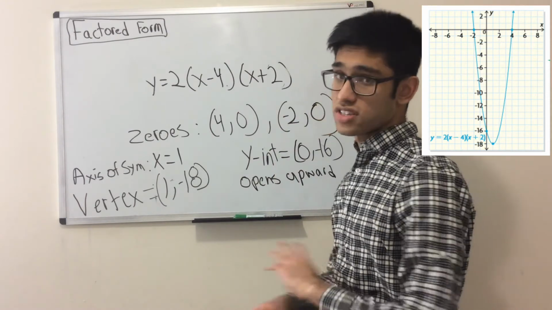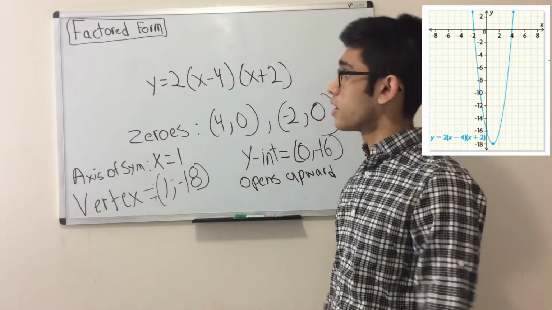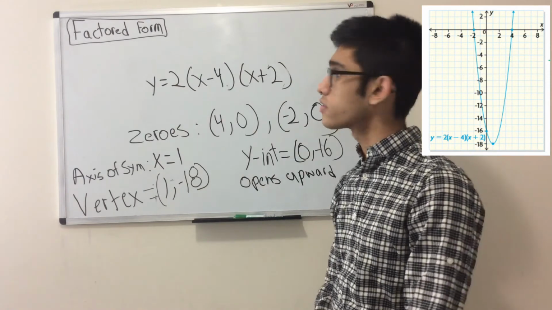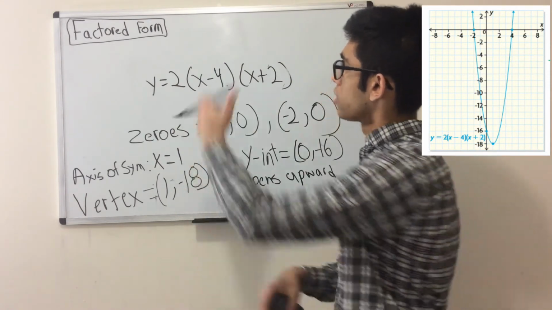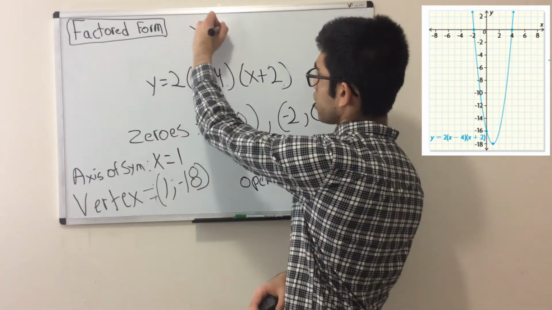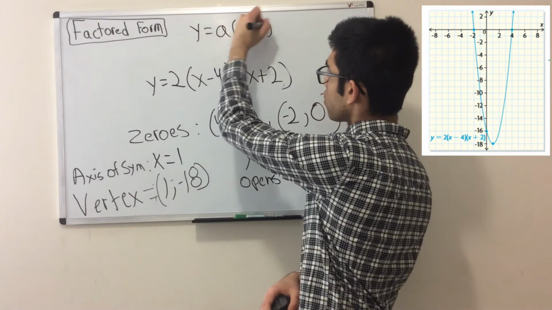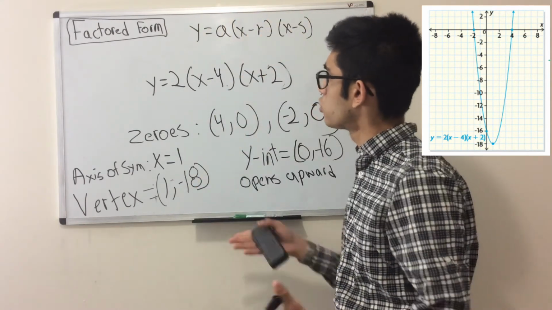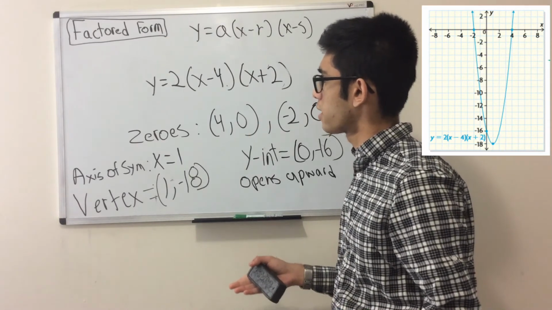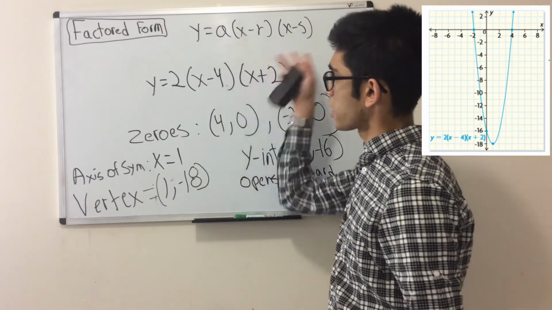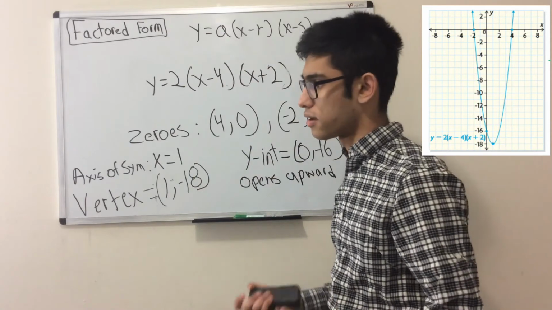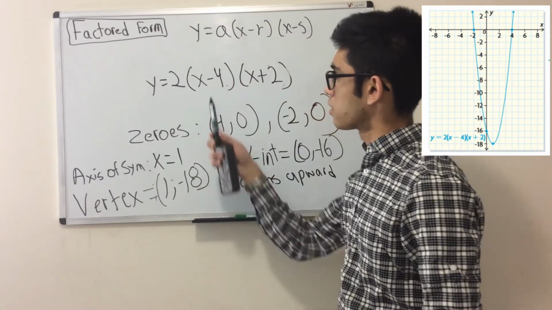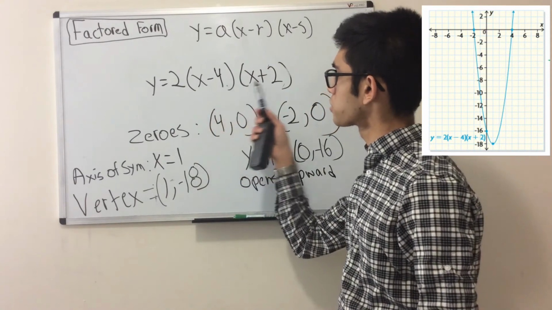So again, just to summarize everything that we have done in this video, we talked about factored form. Factored form is when you have y equals a(x minus r)(x minus s). The way I see it is I see two brackets, or just brackets with x's inside them, and you'll know that it's factored form. And in this case, we had (x minus 4)(x plus 2).